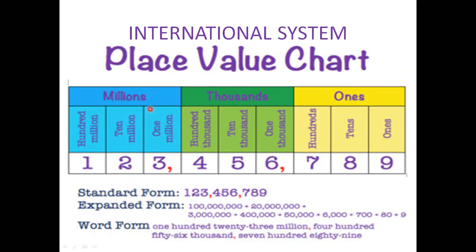So for a 9-digit number in the international place value system, how many periods do we have? Yes, we have 3 periods. And what are they? Millions, thousands and ones. The standard form of a number in the international place value system is, here also we should use a comma to differentiate the periods. The number name for this is 123,456,789. So I hope you are now able to differentiate the Indian and international place value systems.